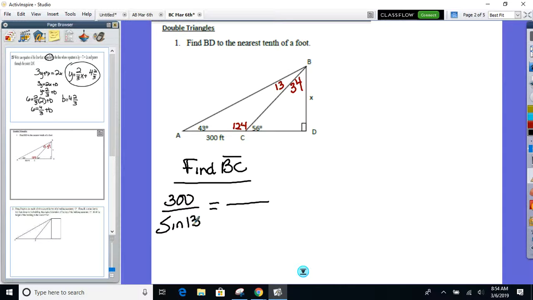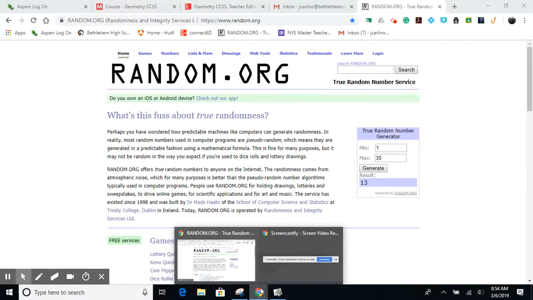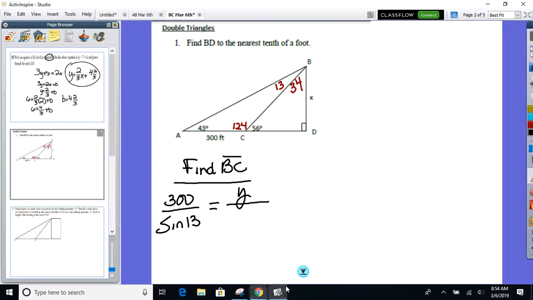Equals, I wouldn't put x here because that's not the one you're finding. Try a different variable. All right. Y over sine of 43. Good. And notice, everyone, all values are from the same triangle, triangle BAC.